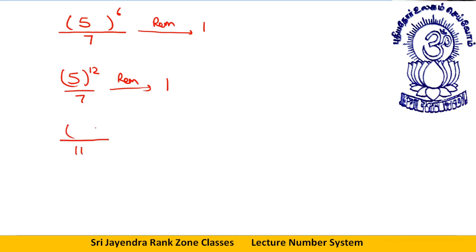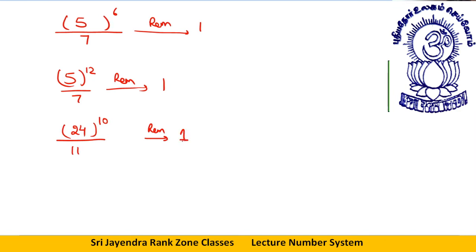I take another prime number 11. I take any number, 24. What is 1 less than 11? 10. If you take the power 10, then also the remainder will be 1. Instead of 10, if you take the power 120, then also the remainder will be 1. Getting it? Okay, dear students. In all such cases, the remainder will be 1. Let me show you a few more examples.